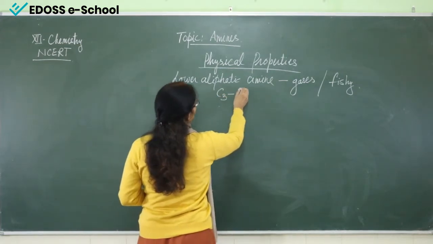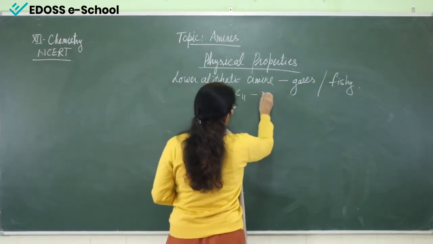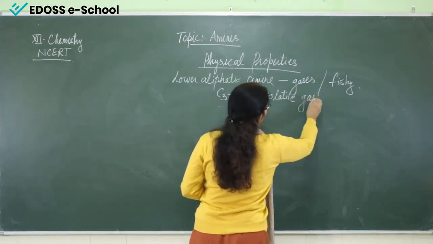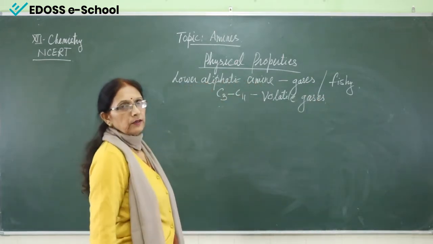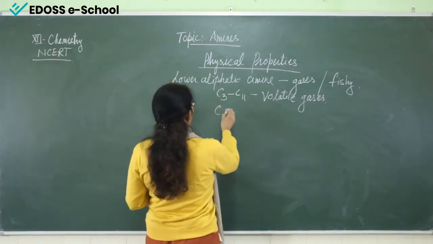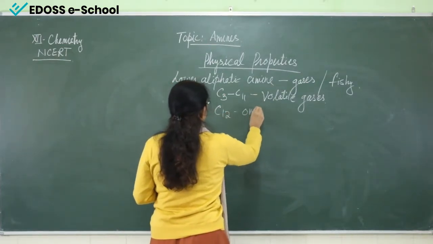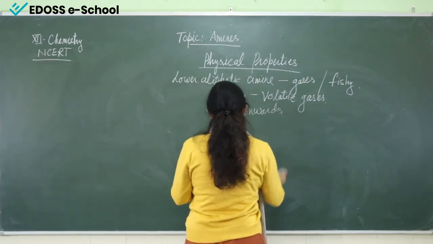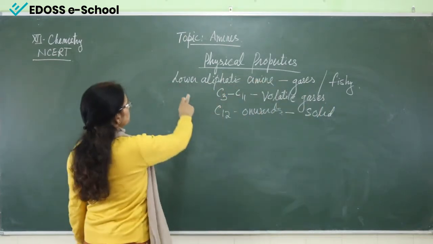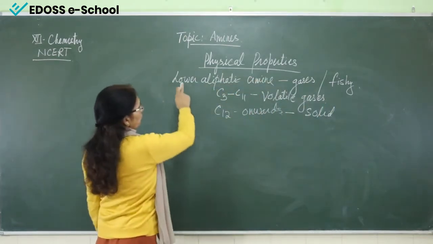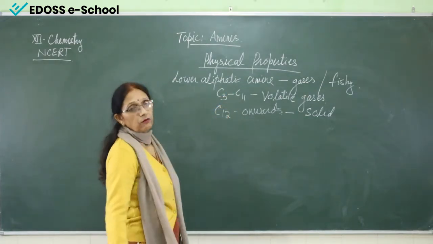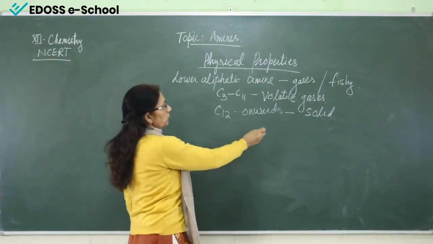Carbon having C3 to C11 are volatile gases. If you keep them open, they can escape out. And then C12 onwards, these are in the form of solid. So this is about aliphatic amines: the lower ones are gases with a fishy odor, C3 to C11 are volatile, and C12 onwards are solid.